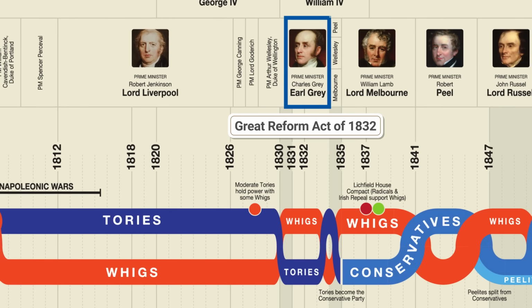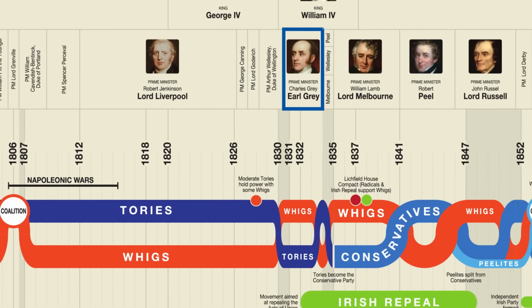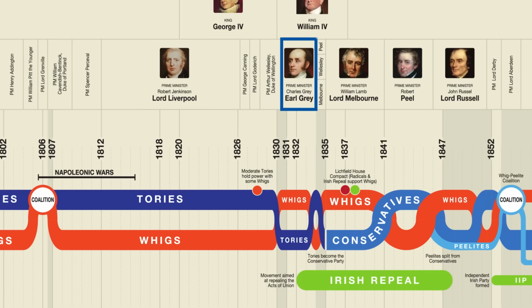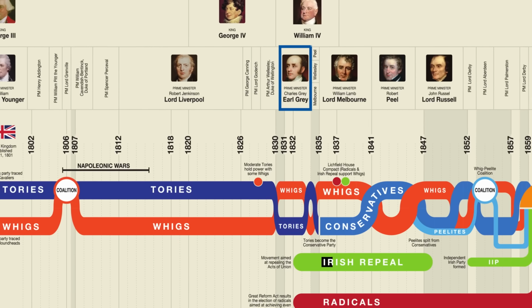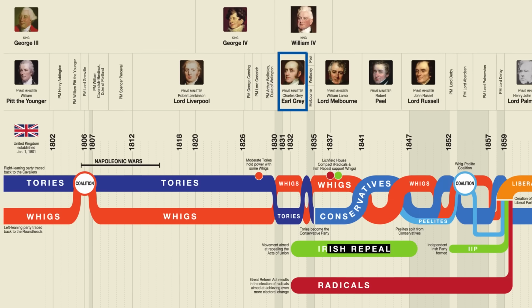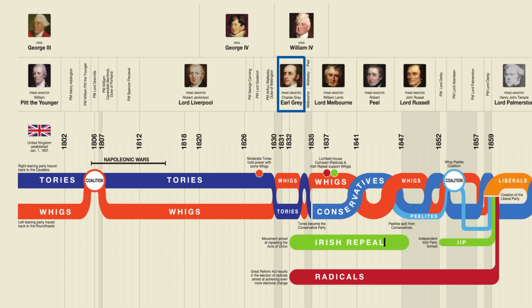vote. This led to the creation of additional factions in Parliament, the 2 most notable ones being the Irish Repeal Movement, which wanted to repeal the Acts of Union so that Ireland could once again be governed separately, and the Radicals, who wanted even more electoral change.